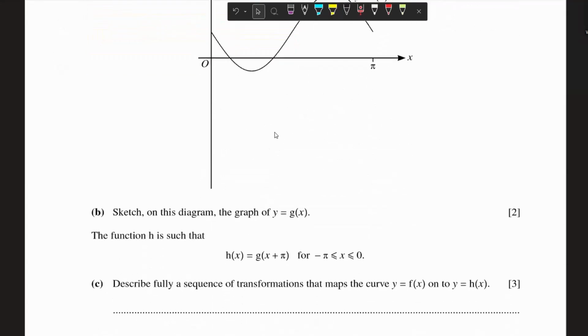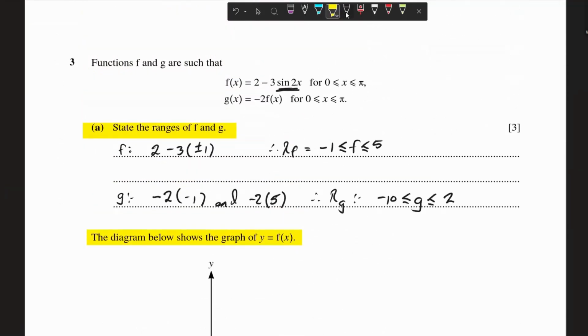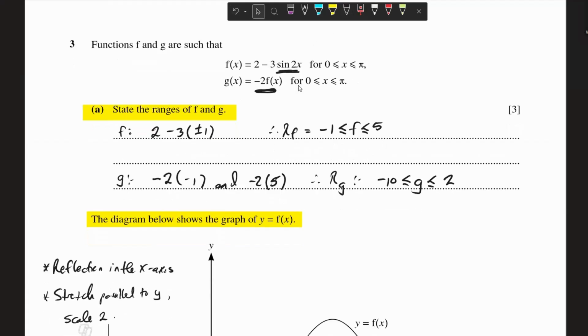And on part B, it says, sketch on this diagram the graph of y is equal to g of x, right? So the graph of y is equal to g of x is essentially represented by -2 of f of x, which means that there's a reflection in the x-axis, and there's also a stretch parallel to the y-axis, and with scale factor of 2. So these are the two transformations here.